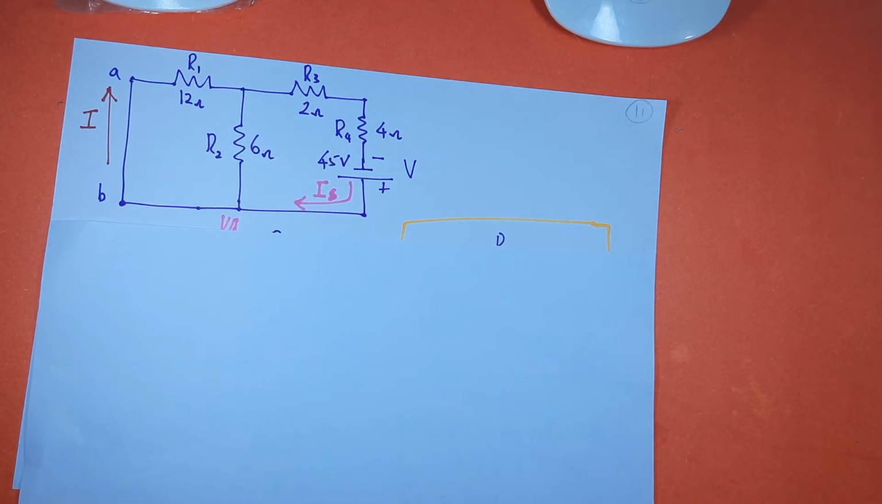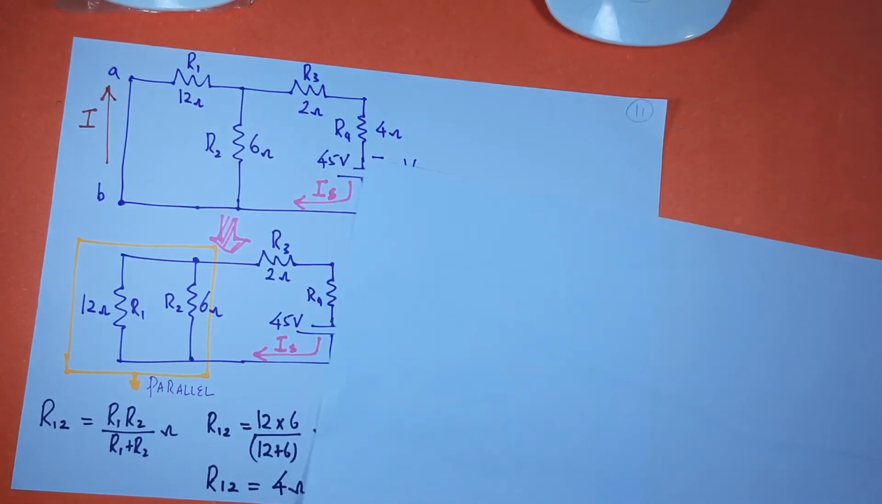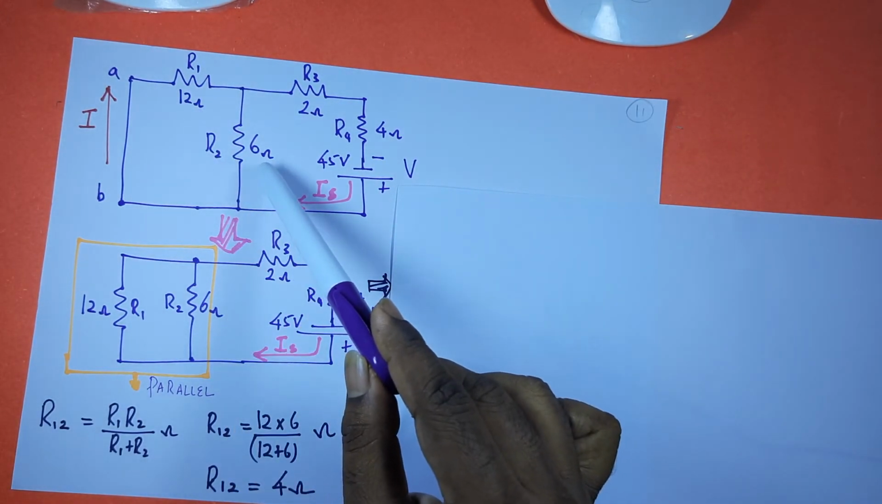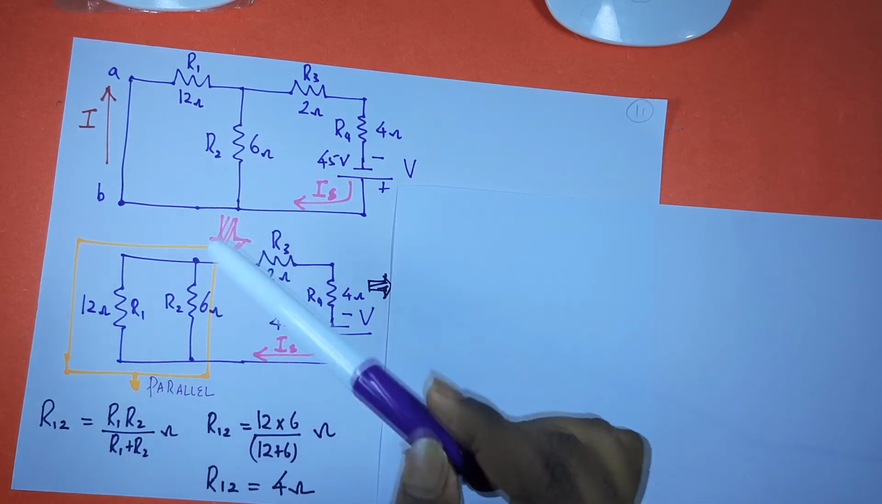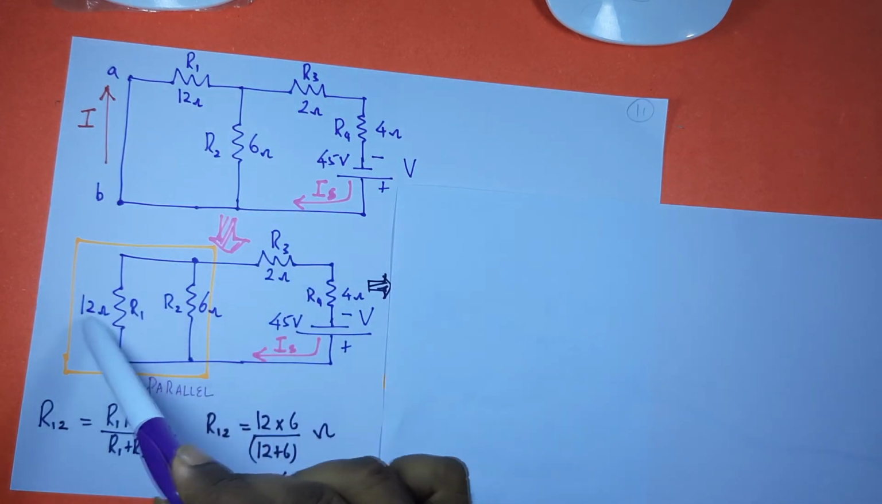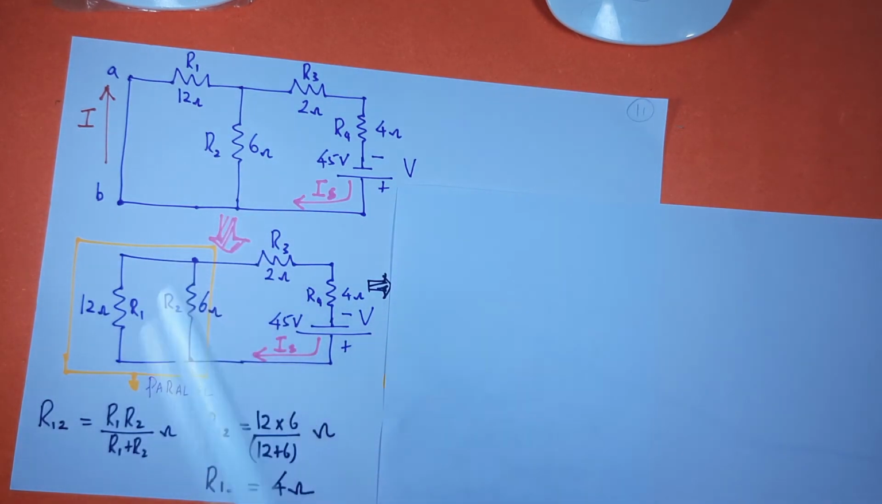Okay. Here also you find out what is IS by finding the total resistance. So this R1 and the 6 ohm, I have just redrawn the same circuit. R1 and R2 are connected in parallel. Okay, these two are connected in parallel. So combined resistance R12 equal to R1 R2 divided by R1 plus R2 ohm. R12 equal to 12 into 6 divided by 12 plus 6 ohm. R12 equal to 4 ohm.